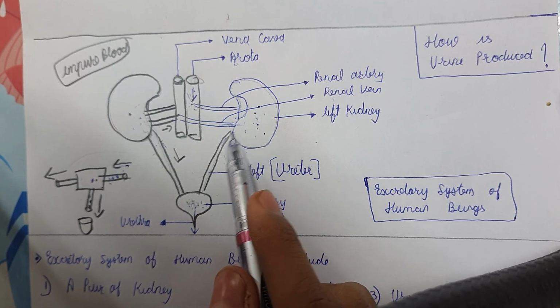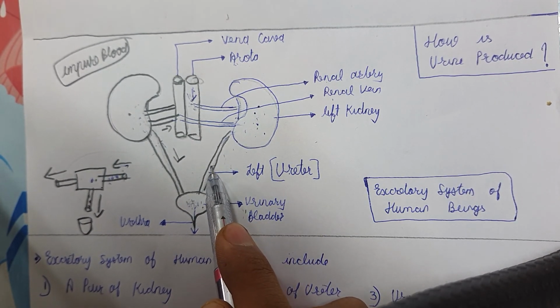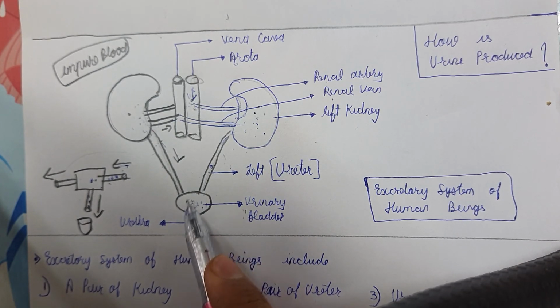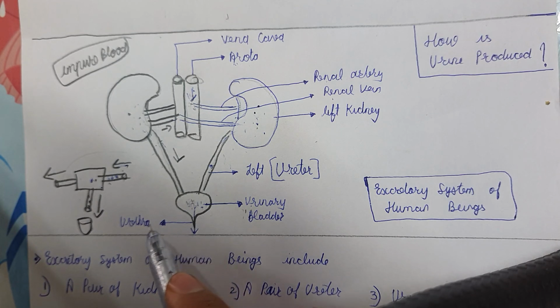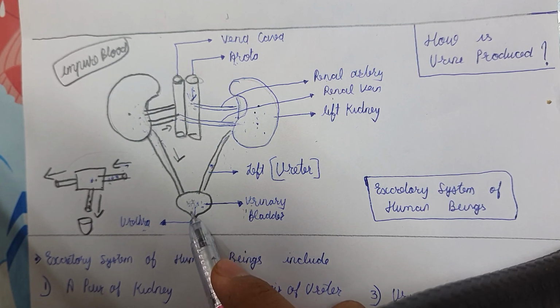And now the urine passes through this tube which is called the ureter, and this urine is stored in the structure called the urinary bladder, and it goes out through the structure called the urethra. So this one is the storage structure, and the urine is released through this urethra.